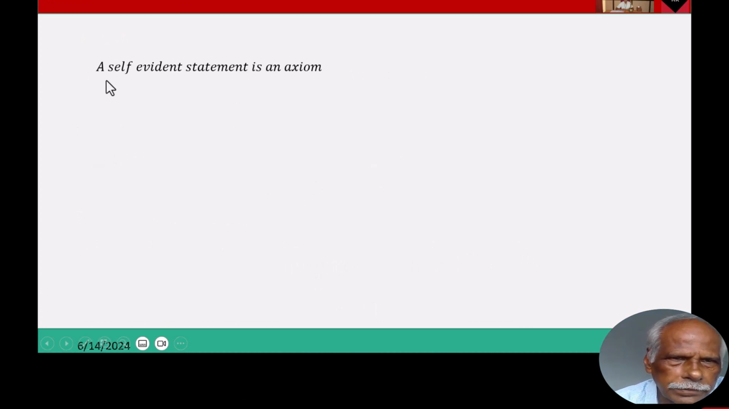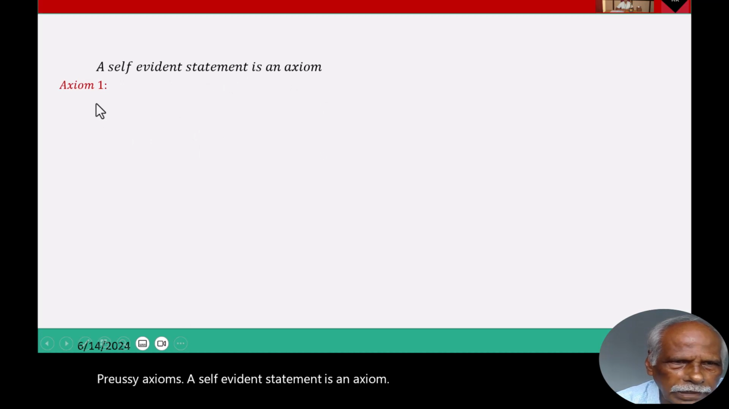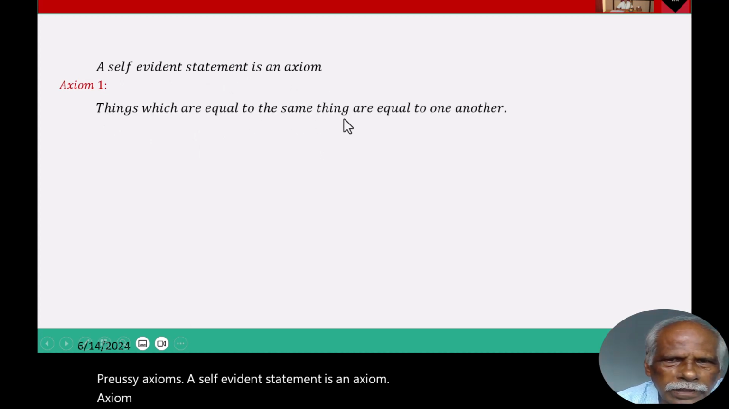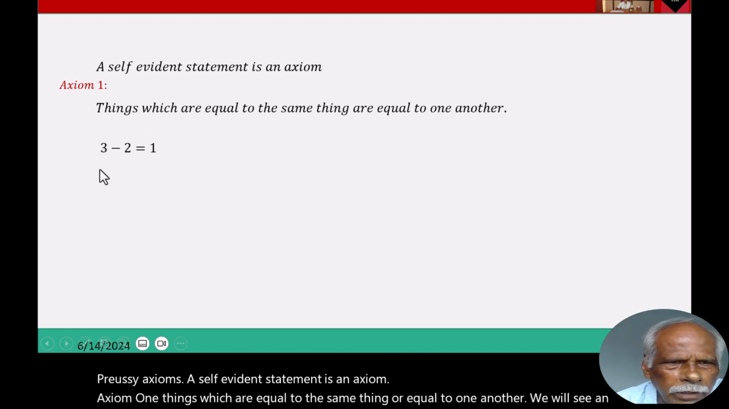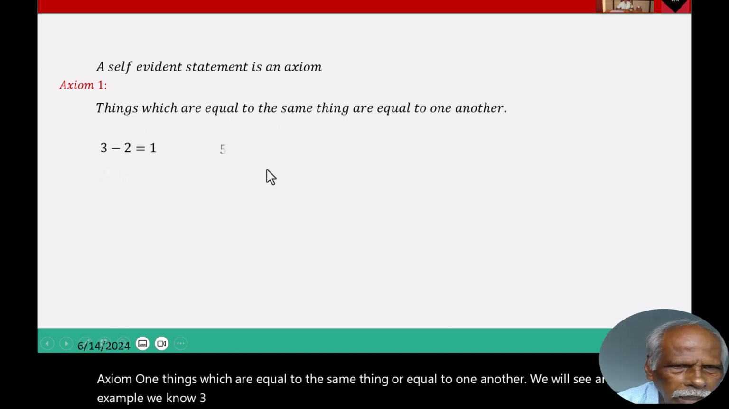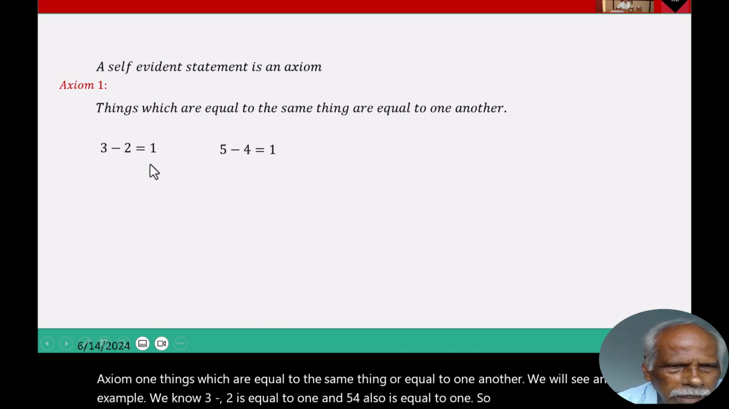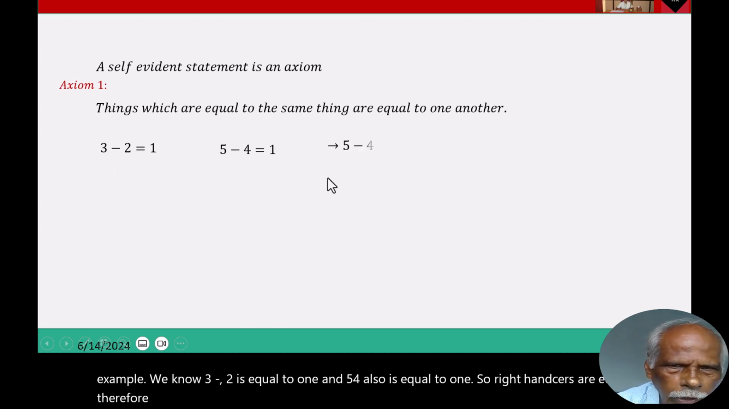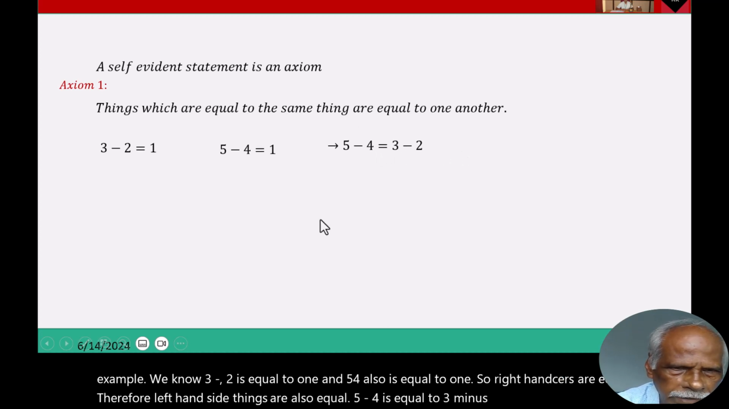We will see axioms. A self-evident statement is an axiom. Axiom 1. Things which are equal to the same thing are equal to one another. We will see an example. We know 3 minus 2 is equal to 1 and 5 minus 4 also is equal to 1. So right hand sides are equal. Therefore left hand side things are also equal. 5 minus 4 is equal to 3 minus 2. This is what this axiom says.